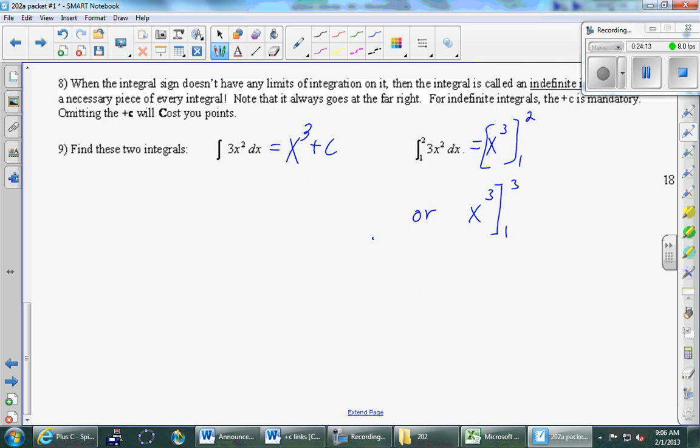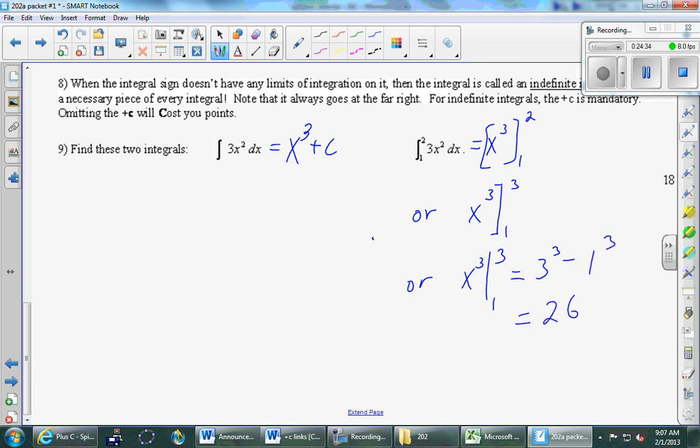But again, we're so lazy. If we can avoid even 2 little horizontal line segments, we will. So a vertical line at the right-hand side of the antiderivative, and then the numbers on the right. That means plug in the top, plug in the bottom, and subtract. So I can say this is equal to 3 cubed minus 1 cubed.